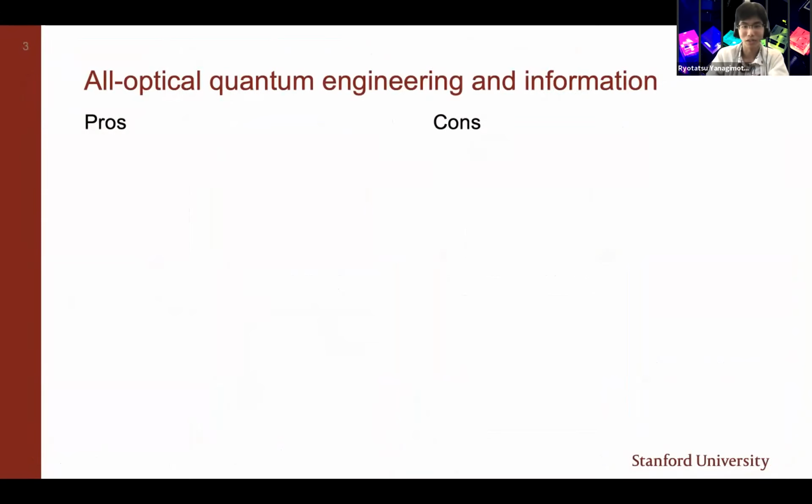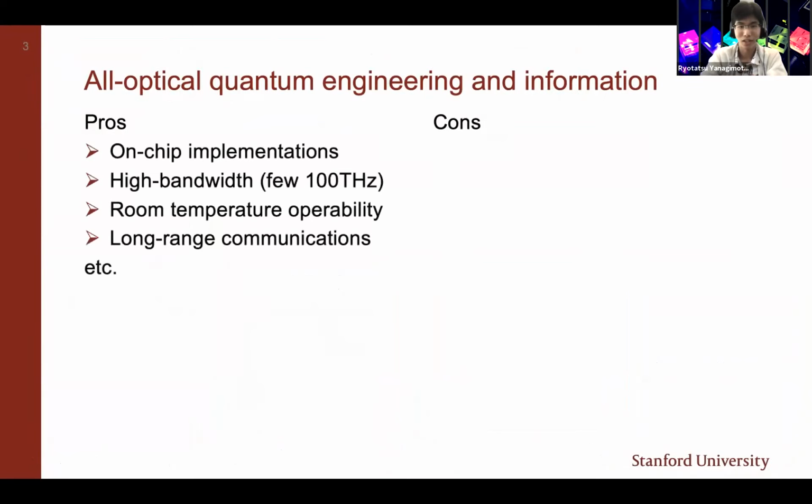Optics has a lot of interesting benefits when we think about it as a carrier of quantum information or a medium for quantum engineering. Its wavelength is pretty short, so we can do on-chip implementation. It has a very high bandwidth, so it has a lot of information capacity. The large energy of the photon allows room temperature operability, and it also supports long-range communications.